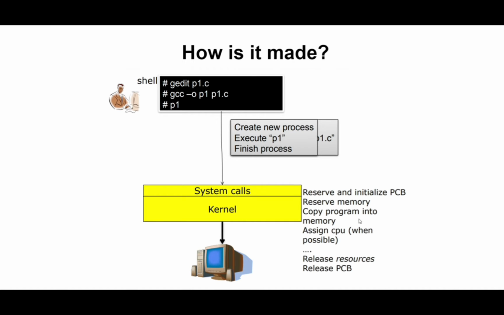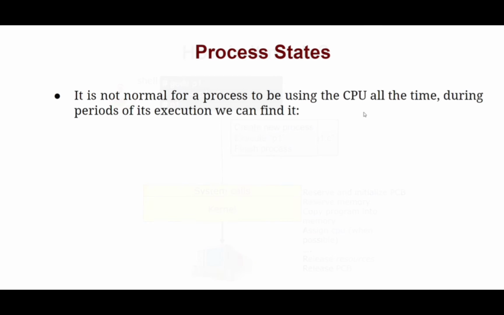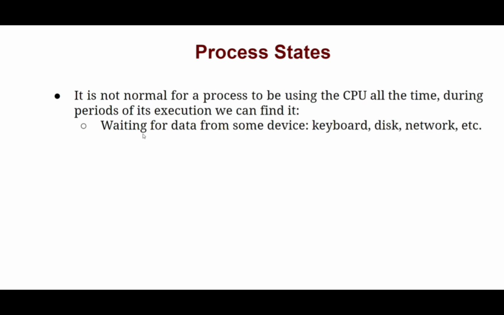We are going to copy the program into memory, assign CPU when it is possible, and when we finish the process, we are going to release all of the attributes that we have managed on this process. And also we are going to release the process control block data structure. During periods of its execution, we can find that this process is, for instance, waiting for data from some device to be introduced, or this process can also be waiting for information from other processes.